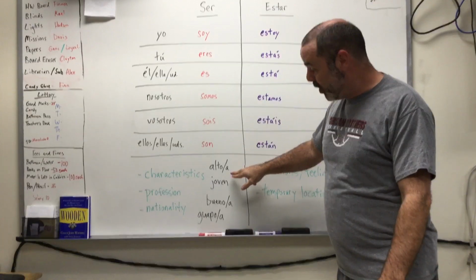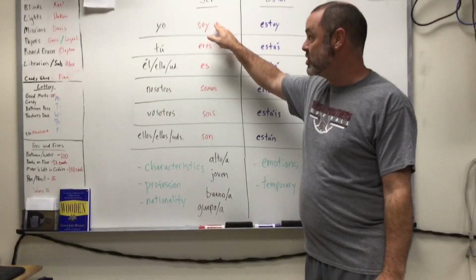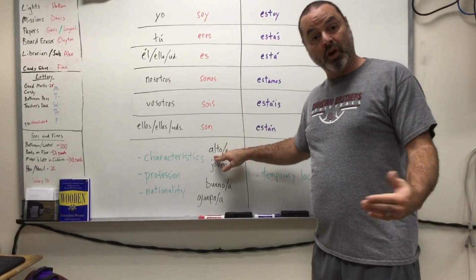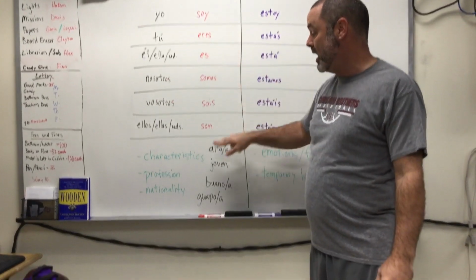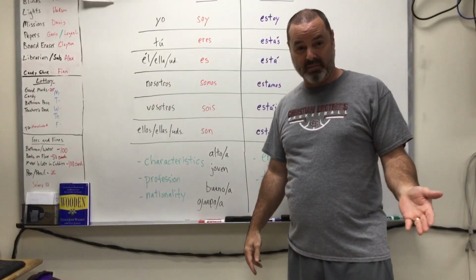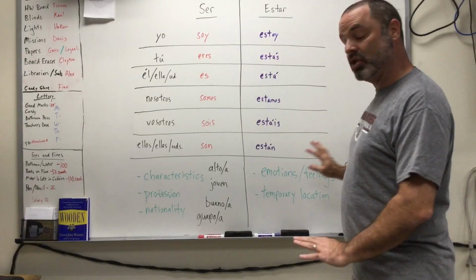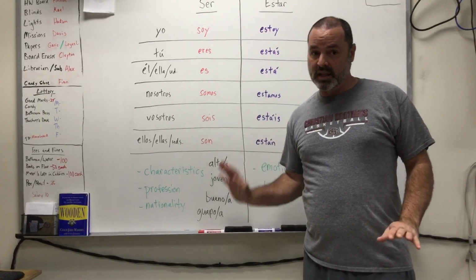So if you're a boy and you want to say you're tall, you would say soy alto. If a girl's going to say it, she would say soy alta. So just keep that in mind. So this really, if you have your chart and your notes, this should make a lot of sense to you.